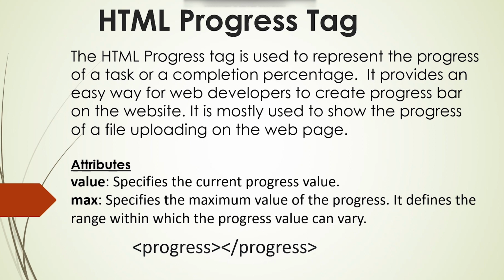And there are two main attributes of the HTML progress tag. We have the value, which specifies the current progress value. That is how far you have gone or how far you have progressed. And the max value, which specifies the maximum value of the progress. It defines the range within which the progress value can vary. So that is the maximum value. If the task is supposed to be completed at 100%, the max value will be 100.